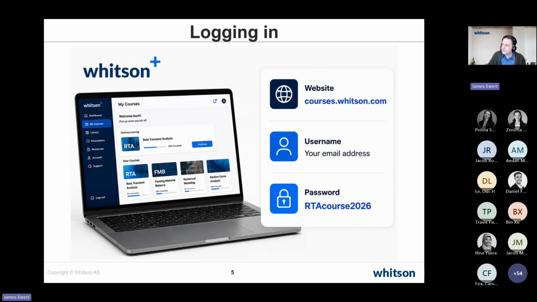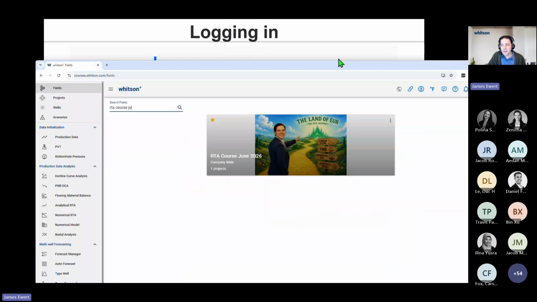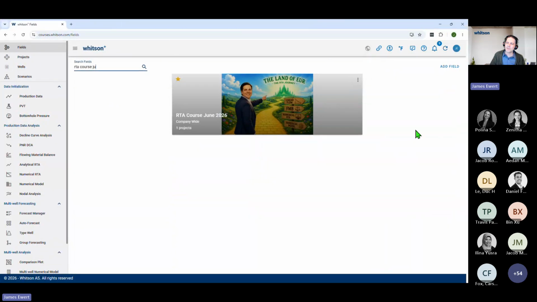Now, when you log in, you should see a field. Now, this field has a weird image on it. I grant you that. Okay, I went with Wizard of Oz. Maybe it's not my best work, but it's a movie. I liked the movie. I thought it was kind of funny.